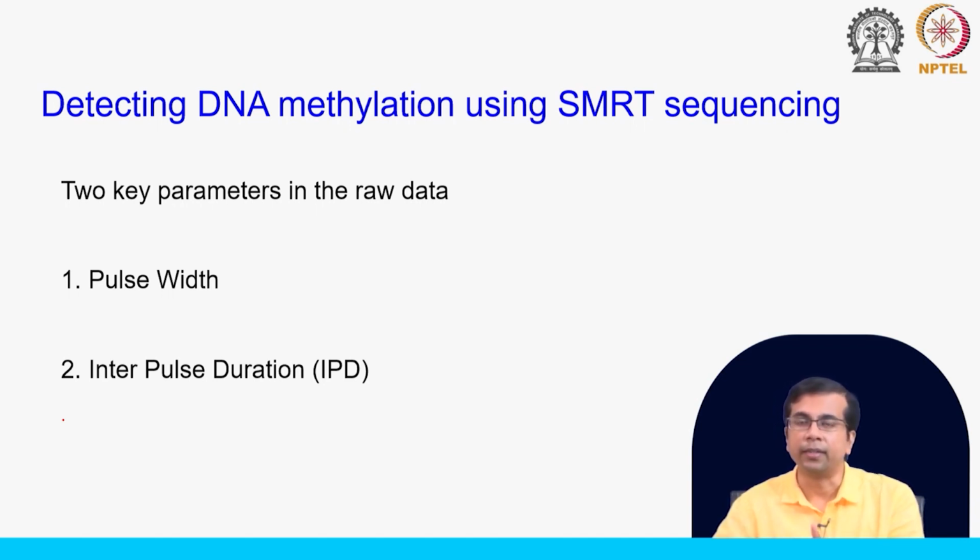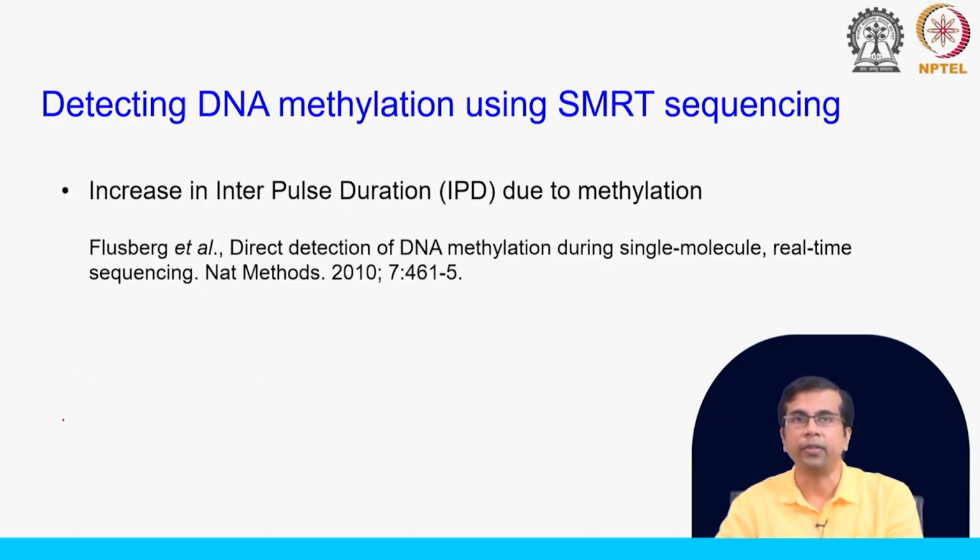This is the time interval between two consecutive pulses. So, you have, let us say, addition of base A and then addition of T. The time interval between these two base addition events is called the interpulse duration. You can then observe this interpulse duration for the full process, and this data is stored in the raw data. So, using these two data sets, we can see that if you have methylation, there is an increase in interpulse duration.